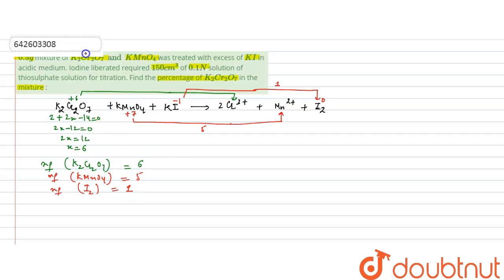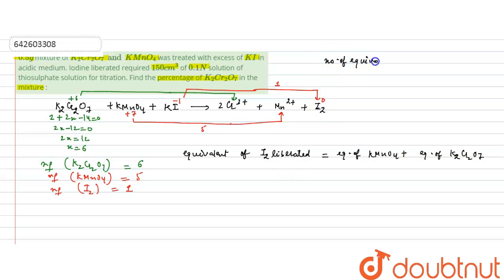So now when the mixture of K2Cr2O7 and KMnO4 is treated with excess of KI, the number of equivalents of this mixture will be equal to the number of equivalents of the iodine liberated. So we can write equivalent of the iodine liberated will be equal to the equivalent of KMnO4 plus equivalent of K2Cr2O7. Number of equivalents can be calculated by number of moles into N factor or valency factor, which is the total change in the oxidation state. For iodine, the number of moles is not given, so we can calculate the number of moles of iodine from here and its N factor is 1.